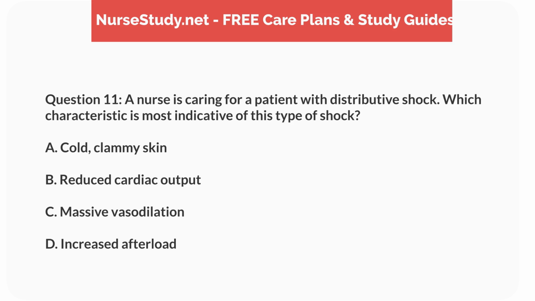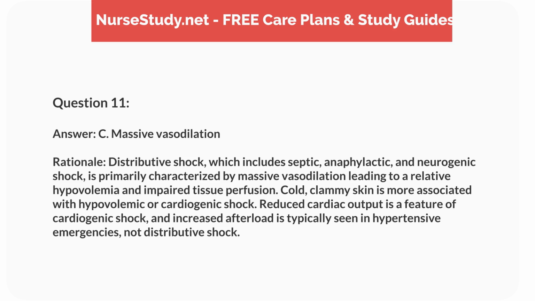Question 11. A nurse is caring for a patient with distributive shock. Which characteristic is most indicative of this type of shock? A. Cold, clammy skin. B. Reduced cardiac output. C. Massive vasodilation. D. Increased afterload. Answer: C.